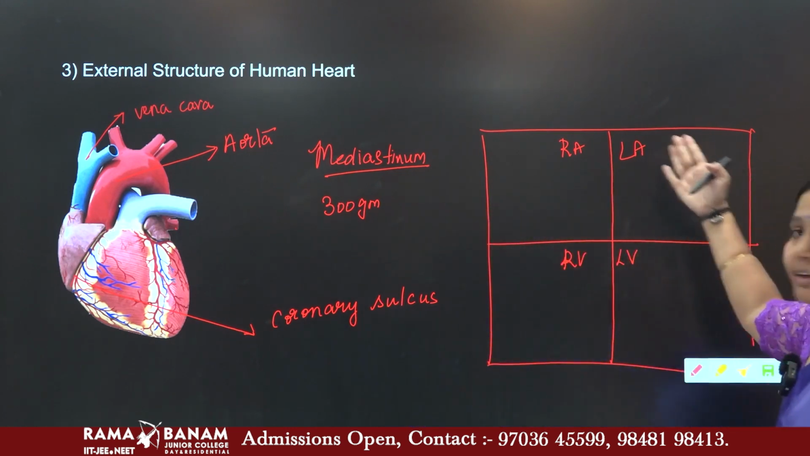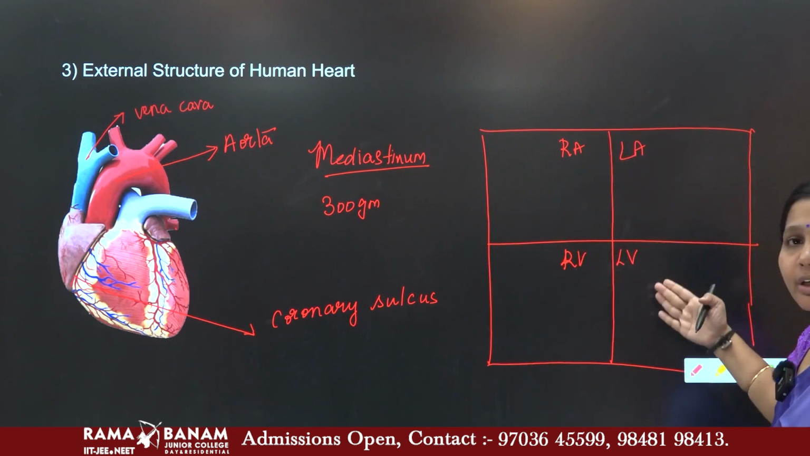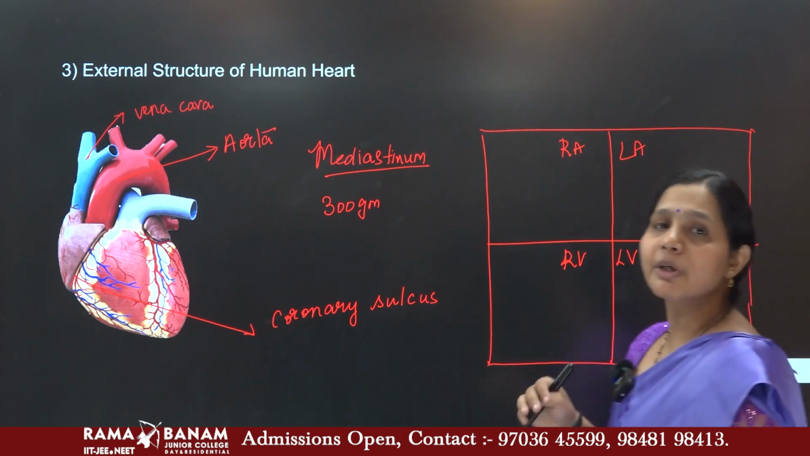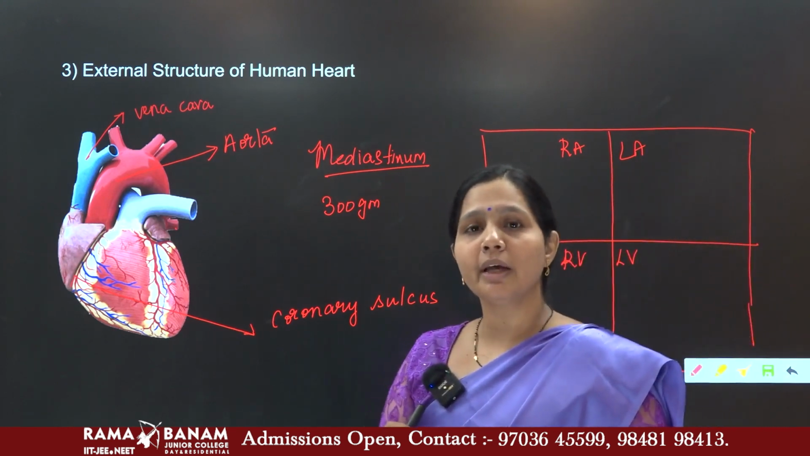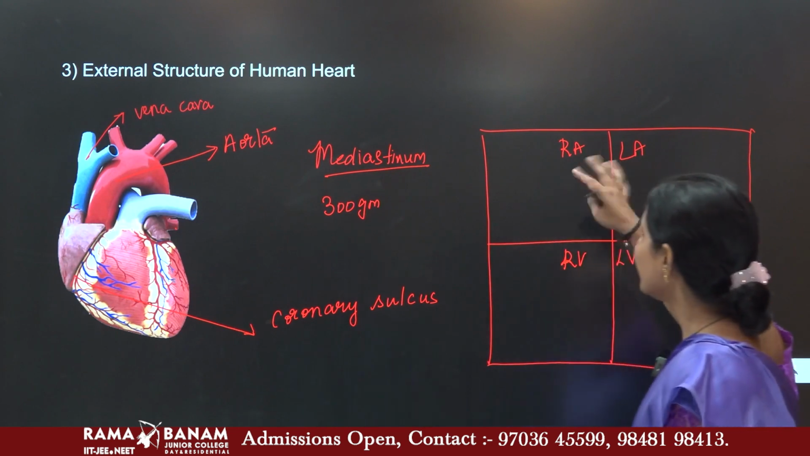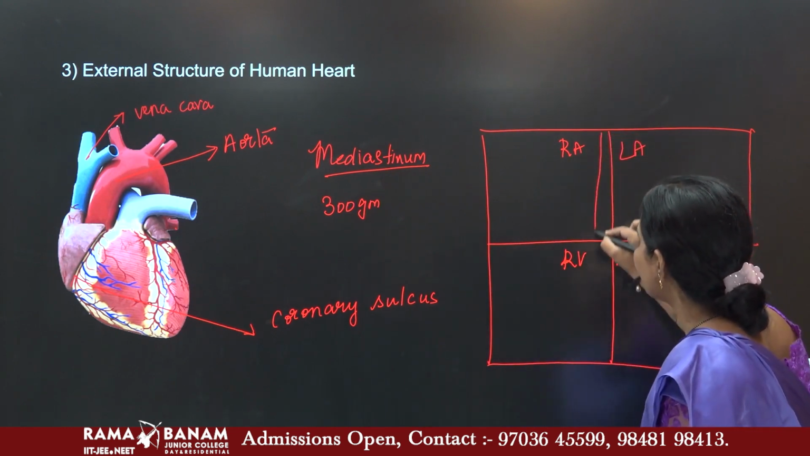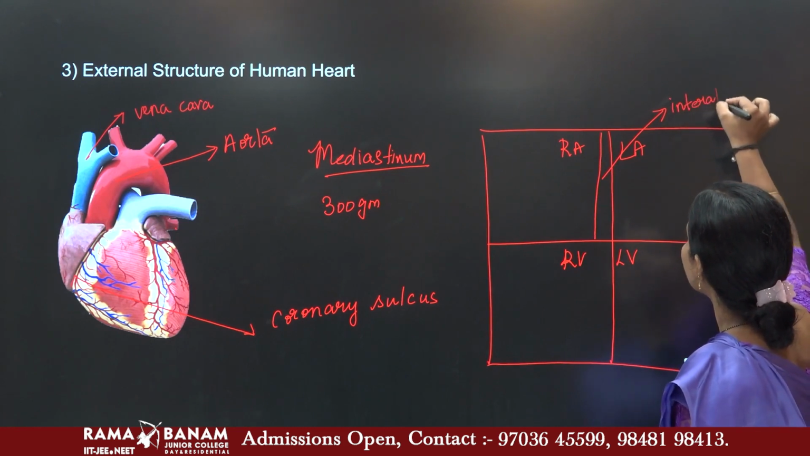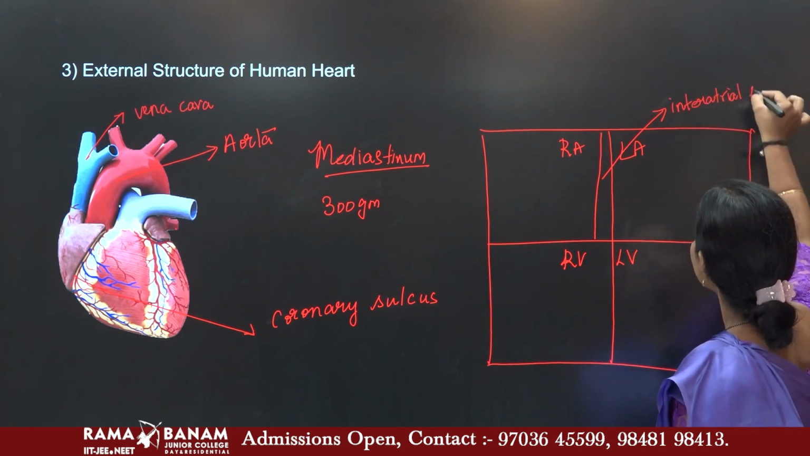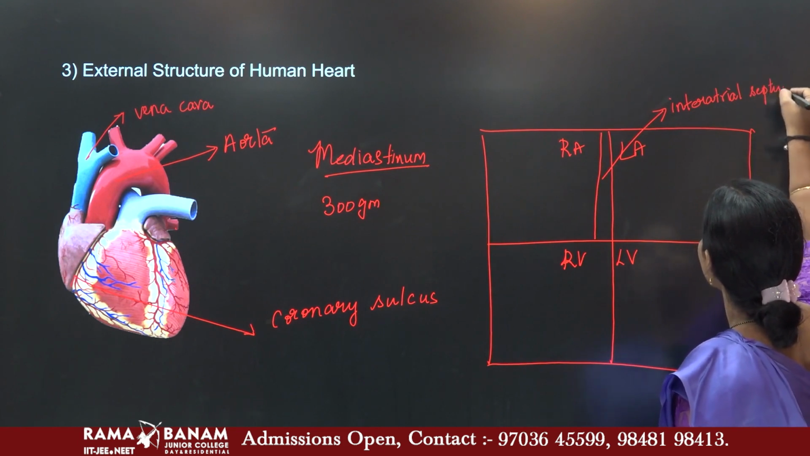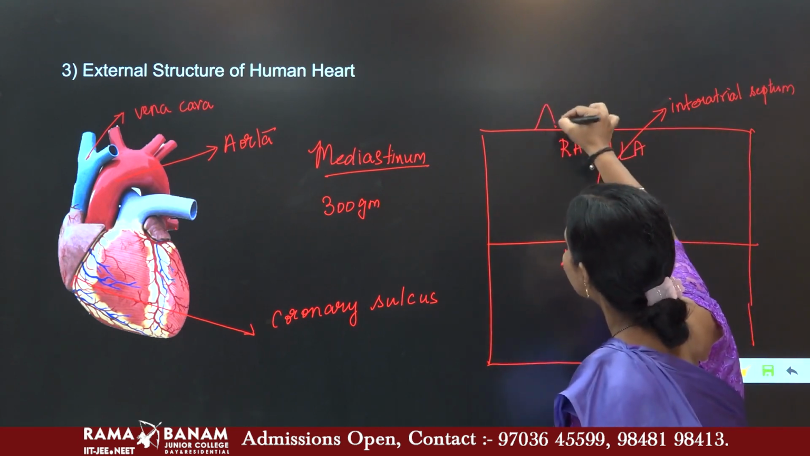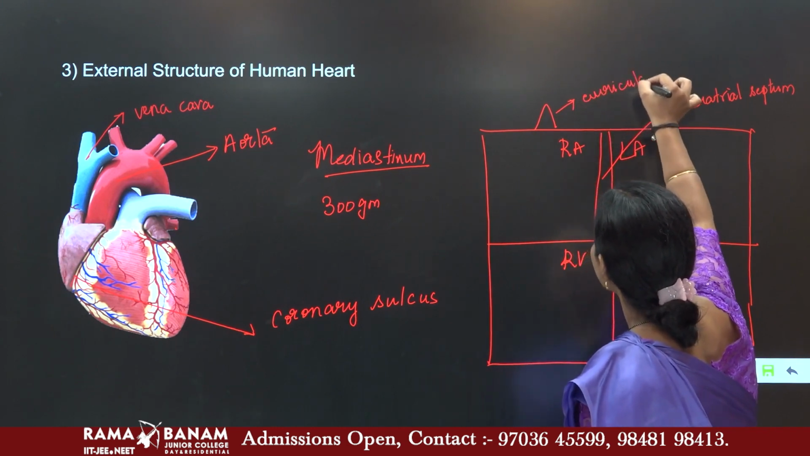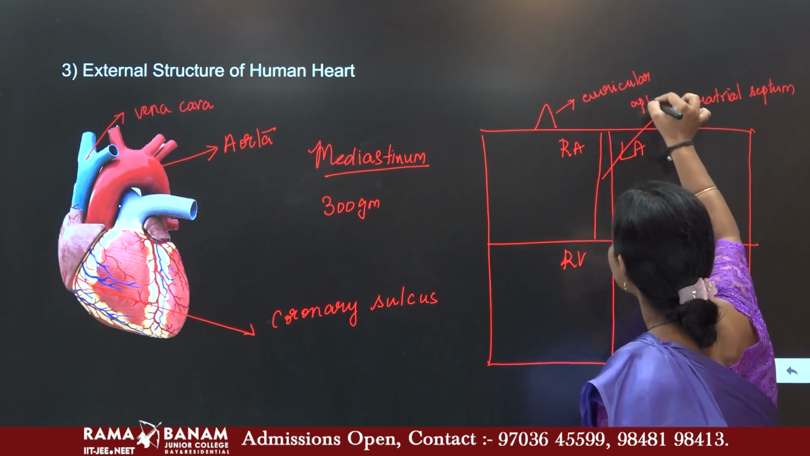Right. So, left atrium, right ventricle and left ventricle. Such demarcation of the 4 chambers is seen externally, but internally the 2 atria are separated by what is known as the interatrial septum, and they have a notch-like structure which is known as the auricular appendage.